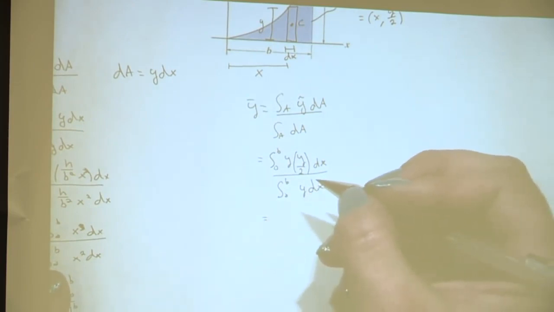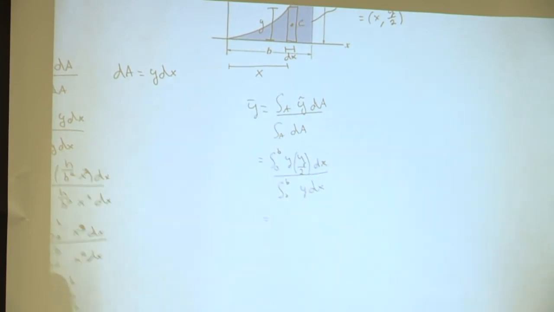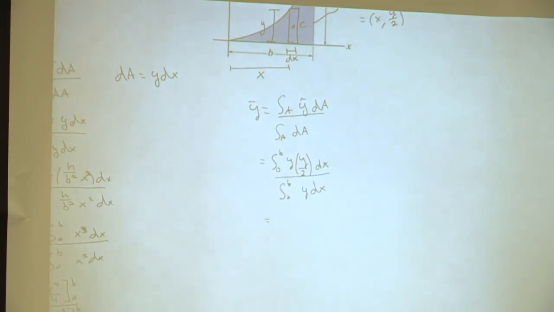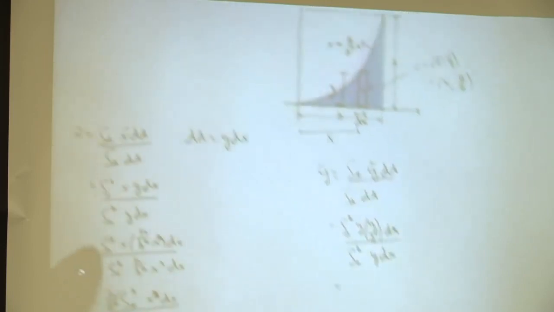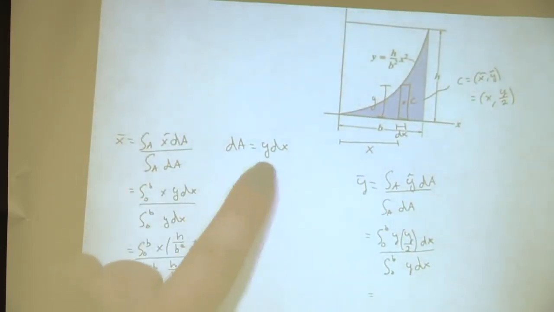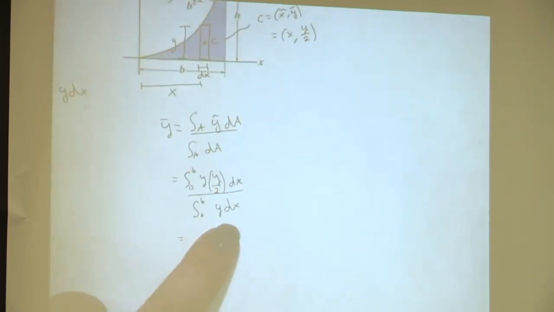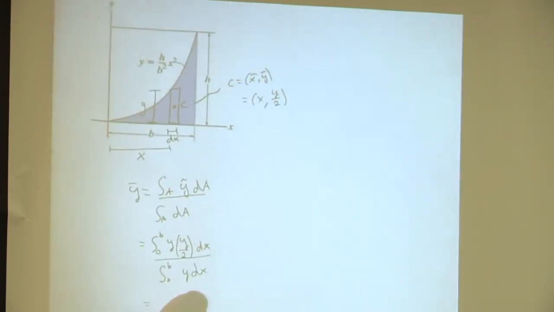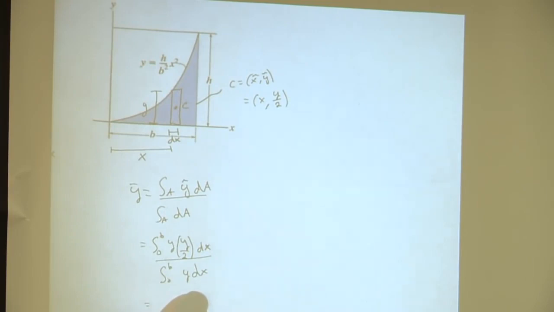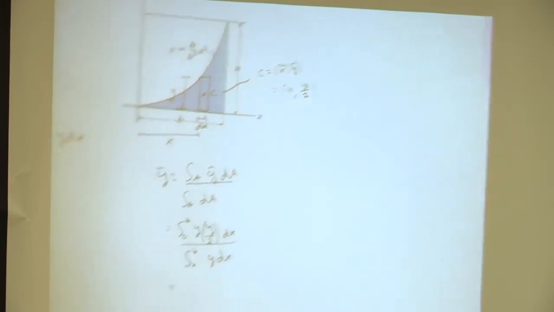Okay, so what do we need to do now? Actually, would it be 1 dx in the bottom? In the bottom we have the integral of dA, and over here we determined that dA was y dx. So dA over here should also be y dx. And the y squiggly is y over 2.